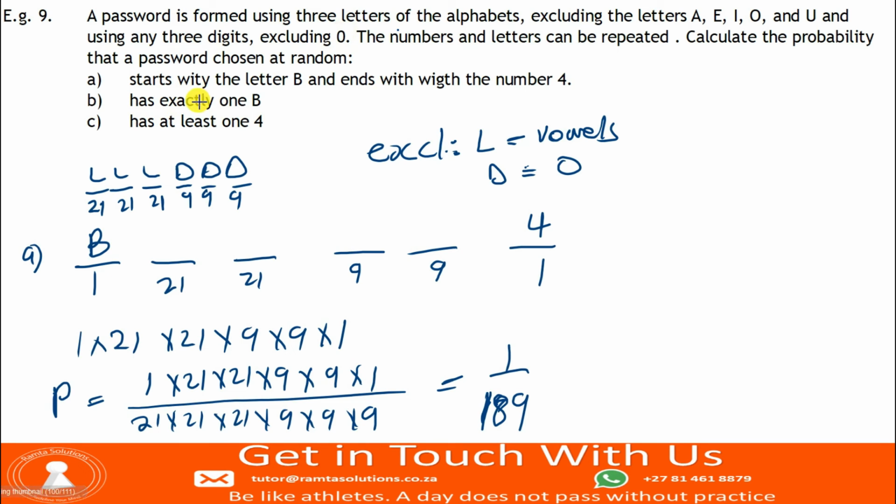Question B says, the probability that a password chosen at random has exactly 1 B. The only condition they're giving us is that of a B. So we have 1, 2, 3, 4, 5, 6 places. A B could be here, a B could be here, and a B could be here. Meaning a B could be in the first place, the second place, or the third place.